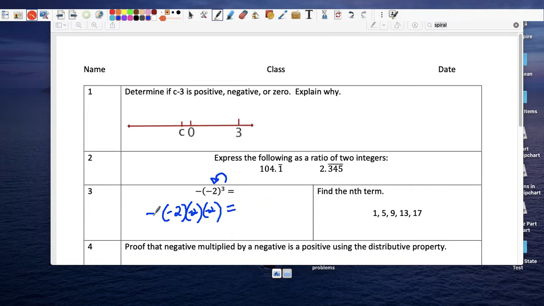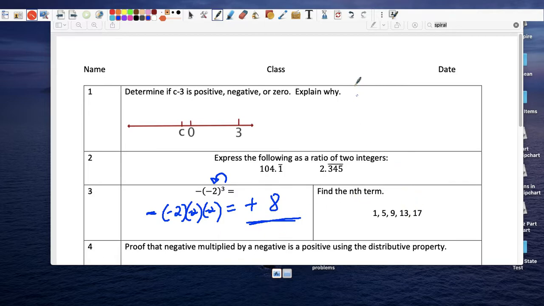Right, so including this negative sign outside, we have 4 negative signs. So that's all just going to be one big positive, right? Which I didn't need to write, but just to let you know. And then 2 times 2 times 2 is just 8. So that all is positive 8.